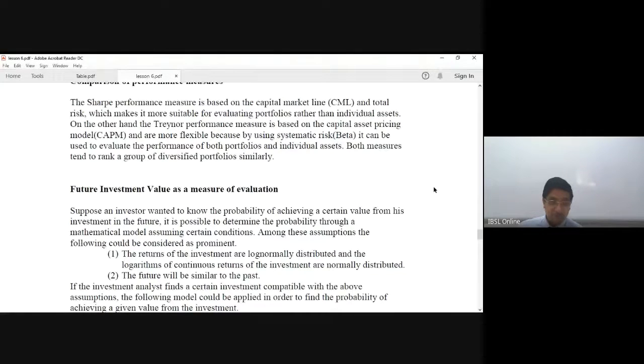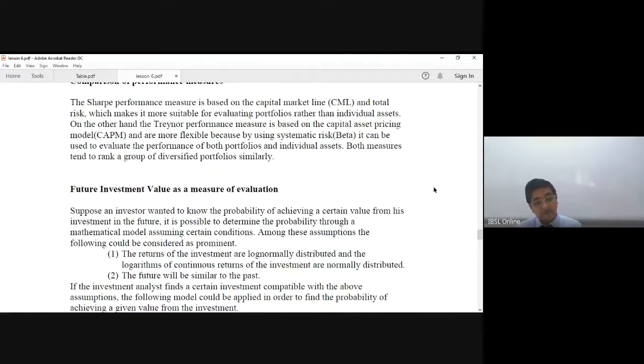So the concept is this. So that is where we have to check the probability of having such a gain. But there are several assumptions in this. Now, you have to be careful to see whether the assumptions are possible. Now, these are the assumptions. The returns of the investment are log normally distributed, and the logarithms of continuous returns of the investment are normally distributed.